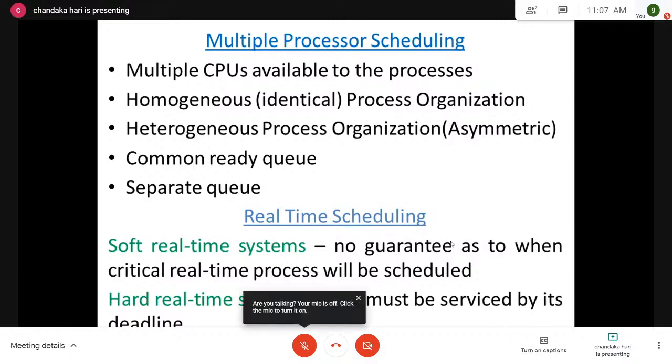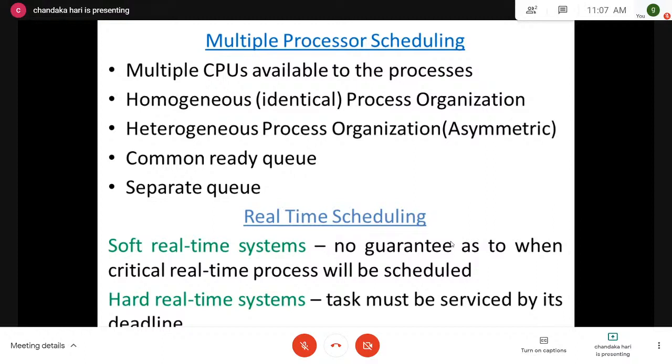Now, why are we talking about these two things? Suppose we take a homogeneous organization. If a process is compiled on one particular CPU, then it can be executed on any other processor. Why? Because all are the same. There is no problem.